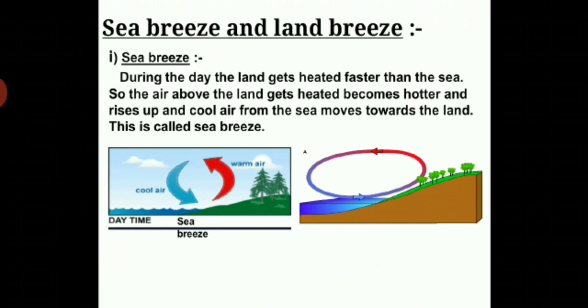So it is clear with the diagram over here how hot air from the land will expand and move up, and the cool air from the sea will take its place, and this will set up a convection current of air. These two, the convection of heat, happen in daytime. This is called sea breeze.